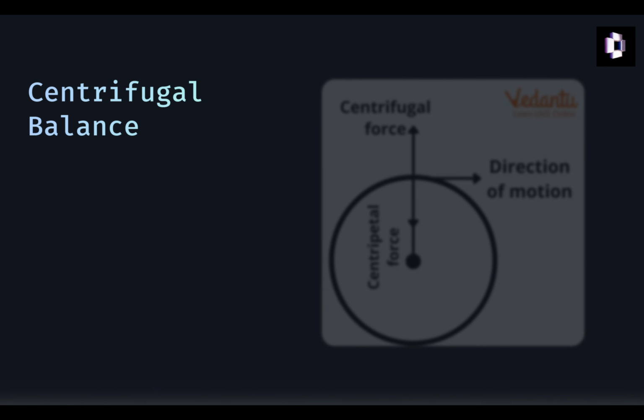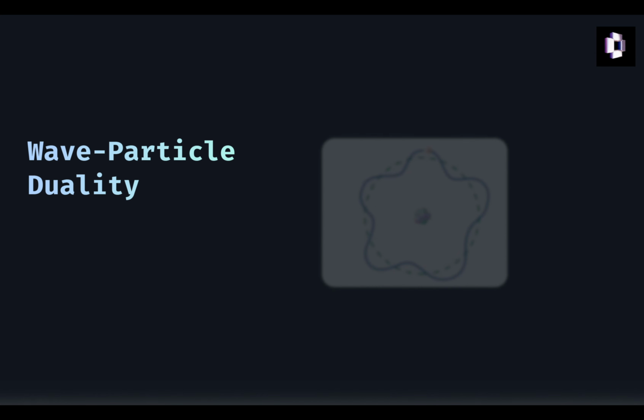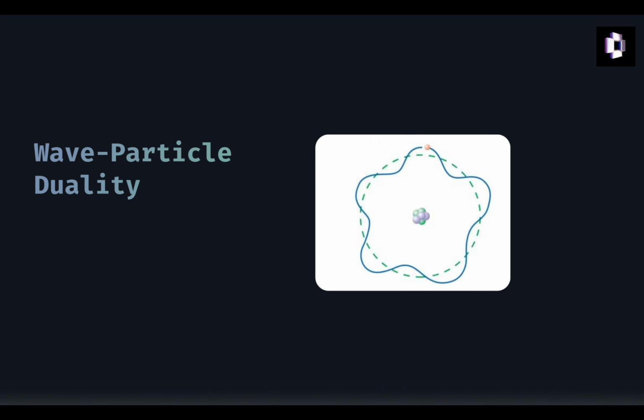Now we look at centrifugal balance. If electrons were just pulled into the nucleus, they would collapse into it. So their movement creates balance between attraction and momentum, keeping them in orbitals instead of crashing into the nucleus. Finally, we have wave-particle duality. Electrons behave both as particles and waves, meaning they don't orbit in the classical sense, but exist in probability clouds around the nucleus. Anyway, this is all for this lesson.